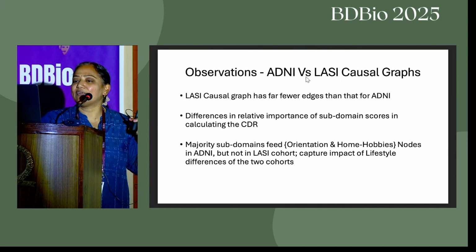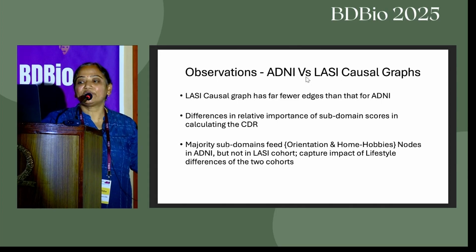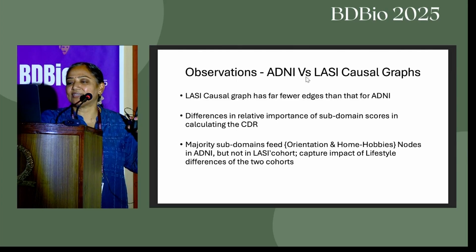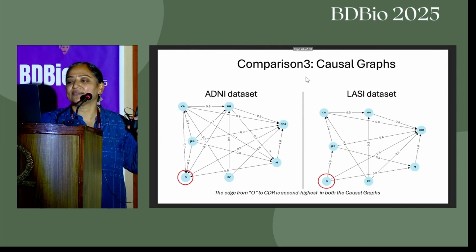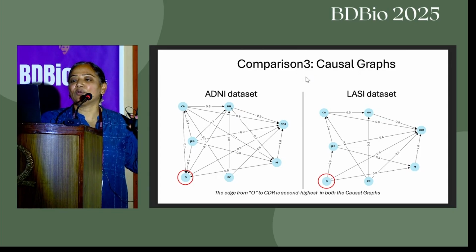One major difference we saw is that the orientation and home hobbies nodes, many subdomains feed them, but not in LASI. A quick look at it. You see this? Home and hobbies are fed by many subdomains in ADNI, but not in LASI.